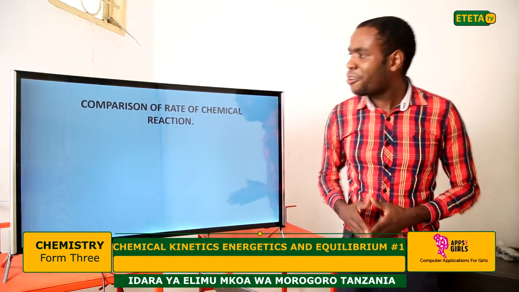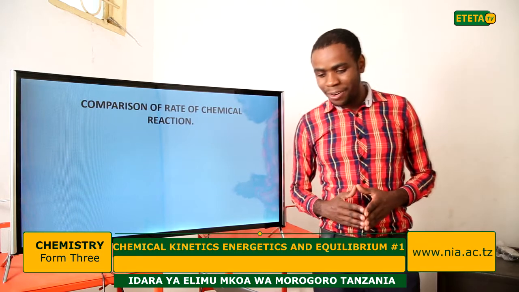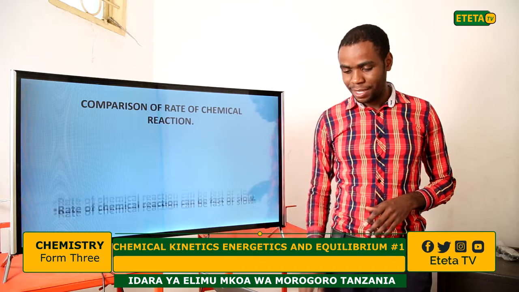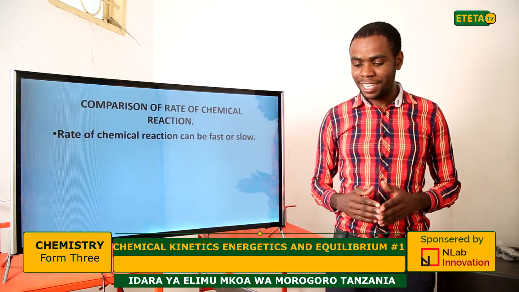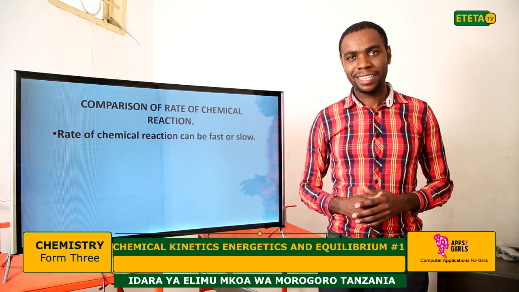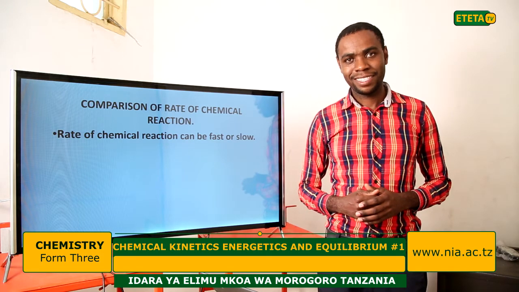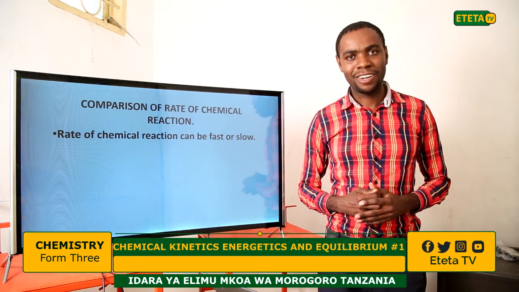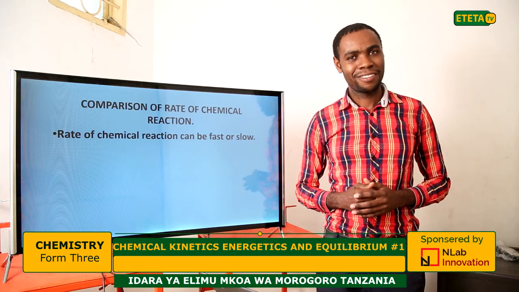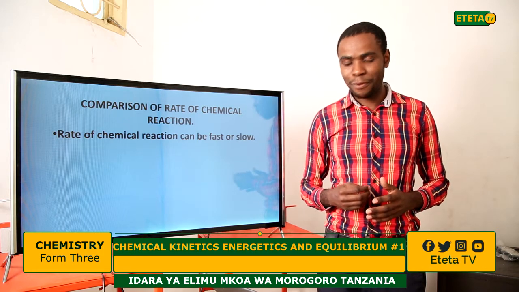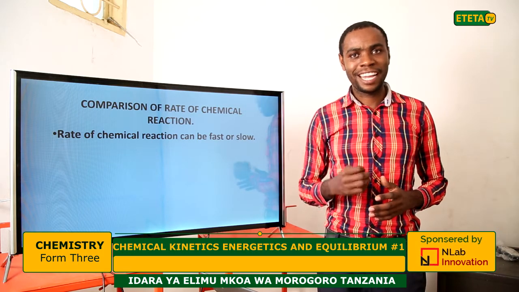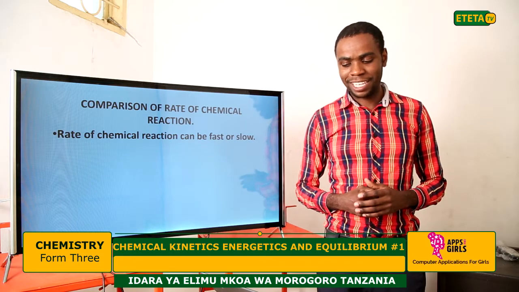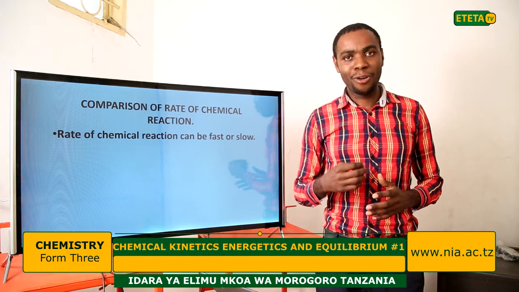Okay, now let us look at the comparison of rate of chemical reaction. Rate of chemical reaction can be fast or slow. Dear students and viewers, do you know when the rate of chemical reaction is fast or when it is slow? Can you give me some examples of reactions which have a fast rate of chemical reaction and some reactions which have a slow rate?